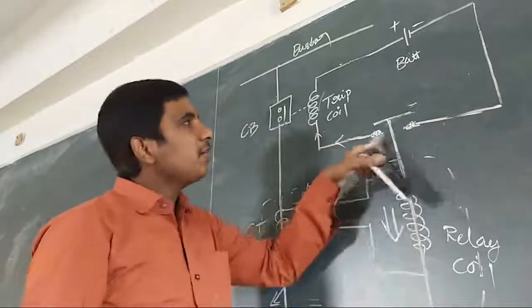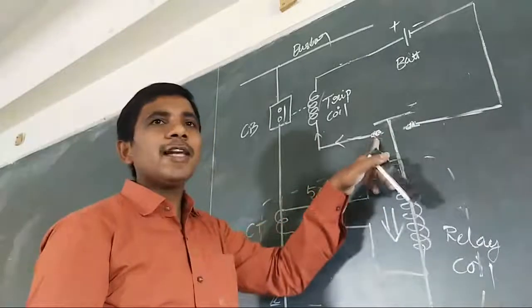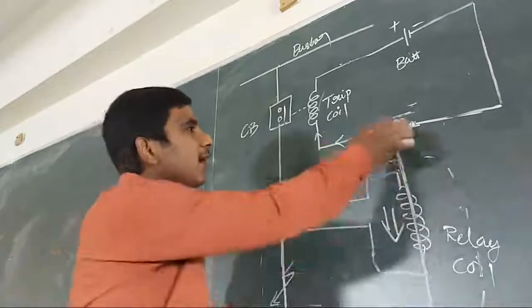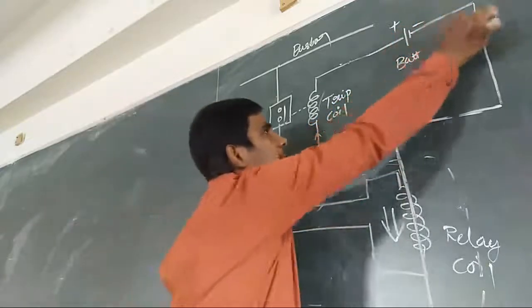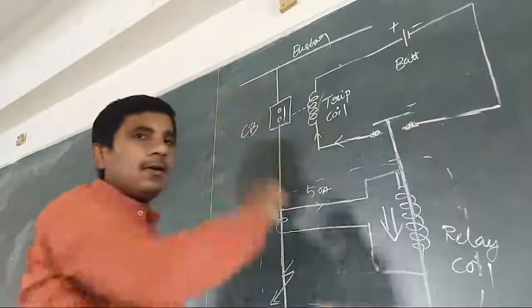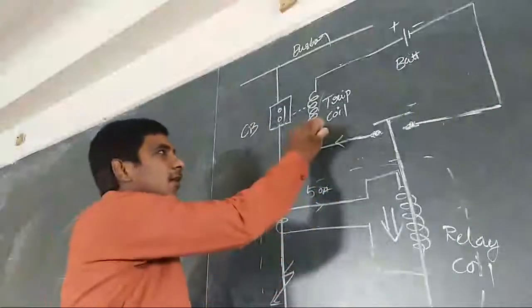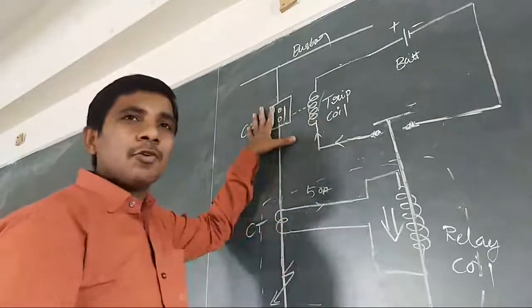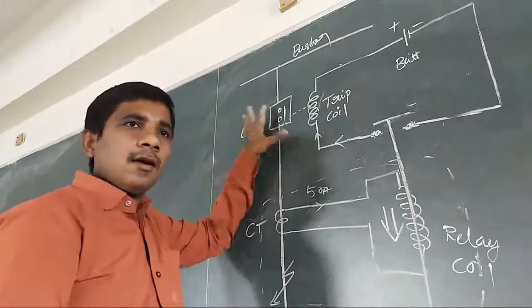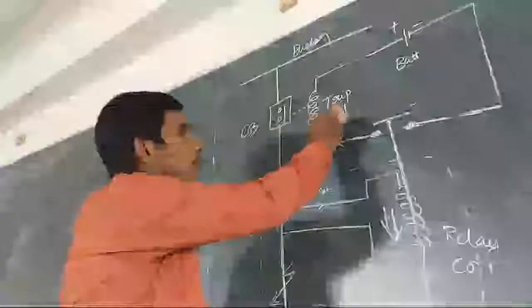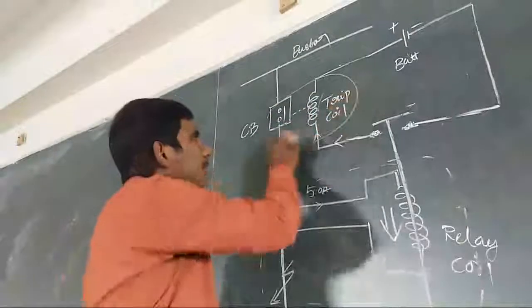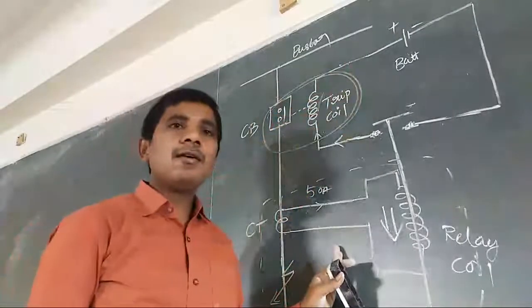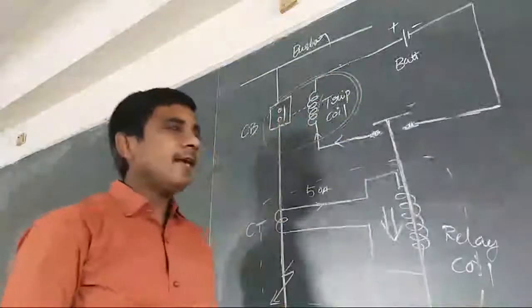At that position, these two contacts will be closed. When the contact is closed, the negative terminal of the battery is connected to the trip coil. The trip coil operates and opens the circuit breaker instantly. That means the trip coil opens the circuit breaker. This part is related to the circuit breaker, and this is related to the relay coil. This is the basic principle of a relay.